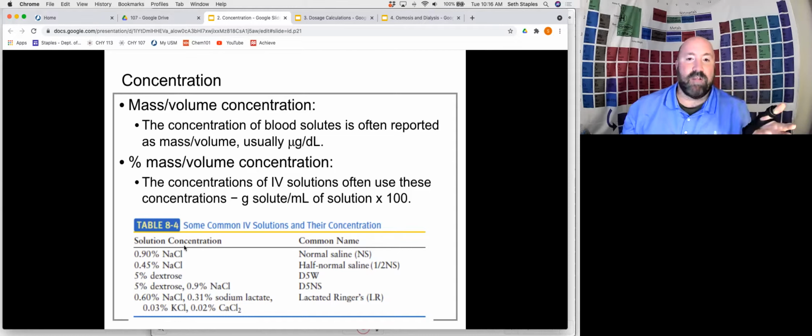You can see how that would work out here. It would be your grams of solute per milliliters of solution, and then to convert that to a percent. But in the case of the 5% dextrose, you're going to have probably 5 grams of your dextrose to 100 milliliters of the solution. That's how it would be made. 5% dextrose and the 0.9% NaCl, we see the name for that here, a D5NS.